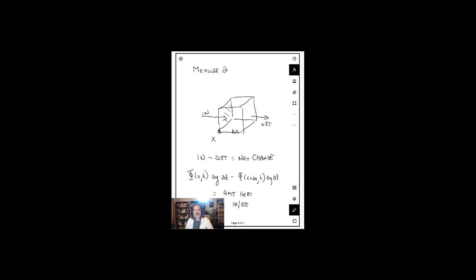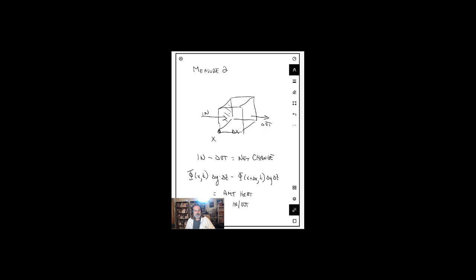Let's take a second measure of the amount of heat that goes in and out. This is just simply based on watching the flow in and out of the cube, and we do that with the flux. The flux across this face on the left, if the flux at the left is equal to the flux on the right, there is no net change in heat. We're in steady state.